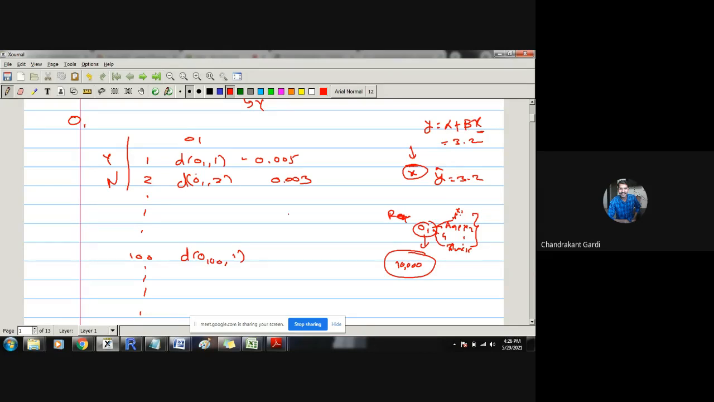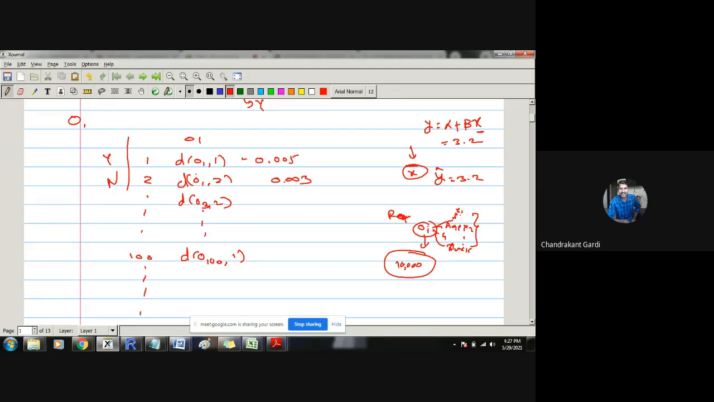So what we will have to do is calculate the distance between O1 and 1 using some Euclidean or Manhattan measure. There are different distance measures we can adopt, any one, and based on that we can calculate the distance between O1 and 1. Then we will calculate the distance between O1 and 2. Then we will calculate the distance between O3 and 2.